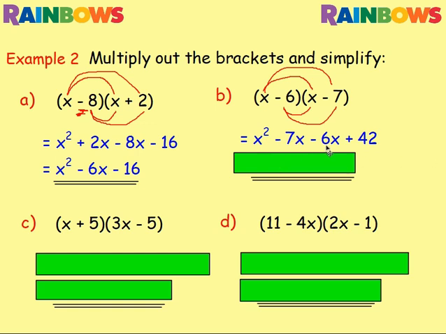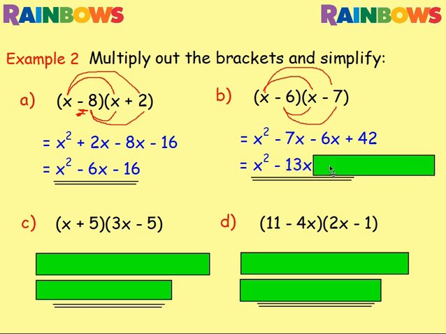x squared, take away 7x, take away 6x plus 42. X squared staying as x squared. Negative 7x, take away 6x. Oh, I think it's going to be take away 13x. Well done, Kieran. Yeah, very well done. It is take away 13x and plus 42. Is that just staying as plus 42? It is, Julia. Yeah, well done. It just stays as plus 42. So x squared, take away 13x plus 42.